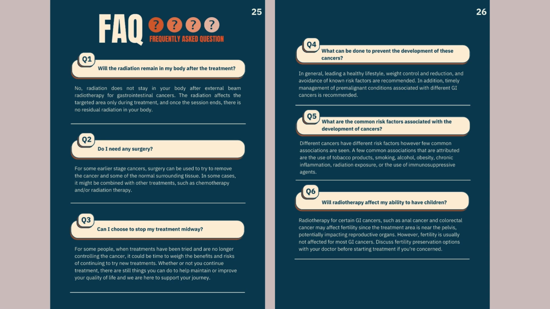Question 2. Do I need any surgery? For some earlier stage cancers, surgery can be used to try to remove the cancer and some of the normal surrounding tissue. In some cases, it might be combined with other treatments, such as chemotherapy and/or radiation therapy.